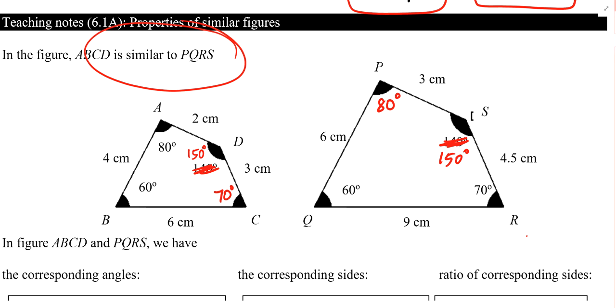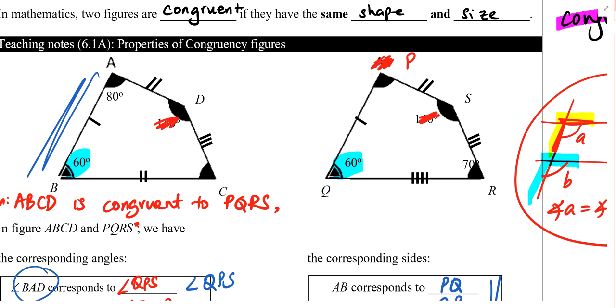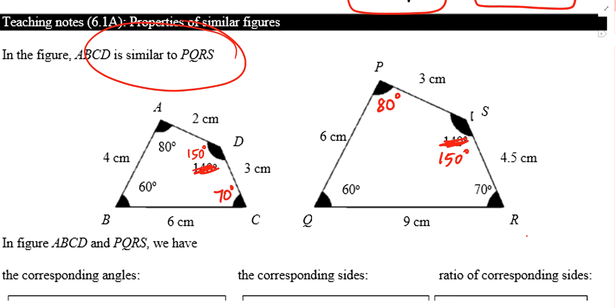Then do we have the same problem in congruency? Okay, it doesn't affect anything, but just know that it cannot be possible. This shape cannot be possible unless the sum is given to be 360. So back to similarity.